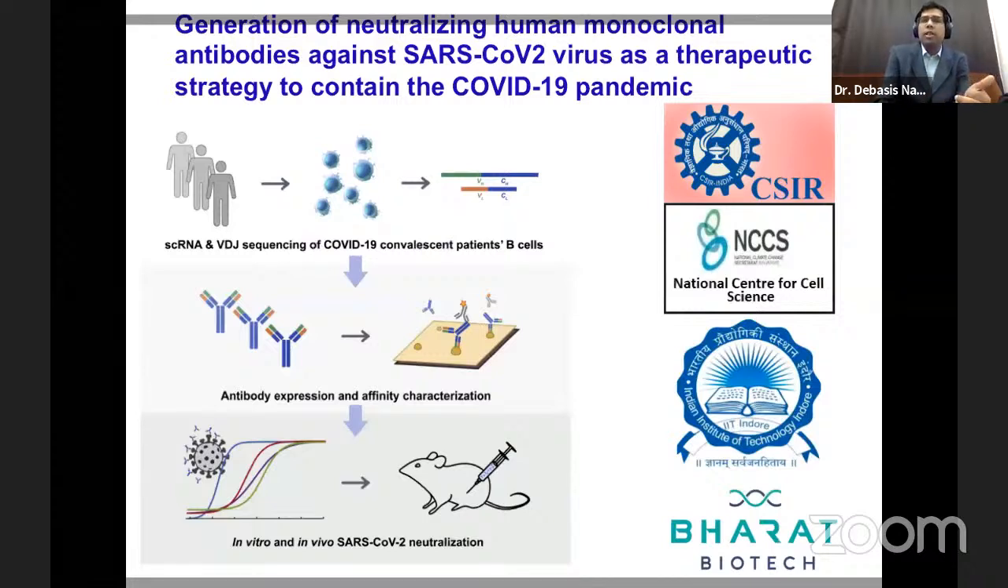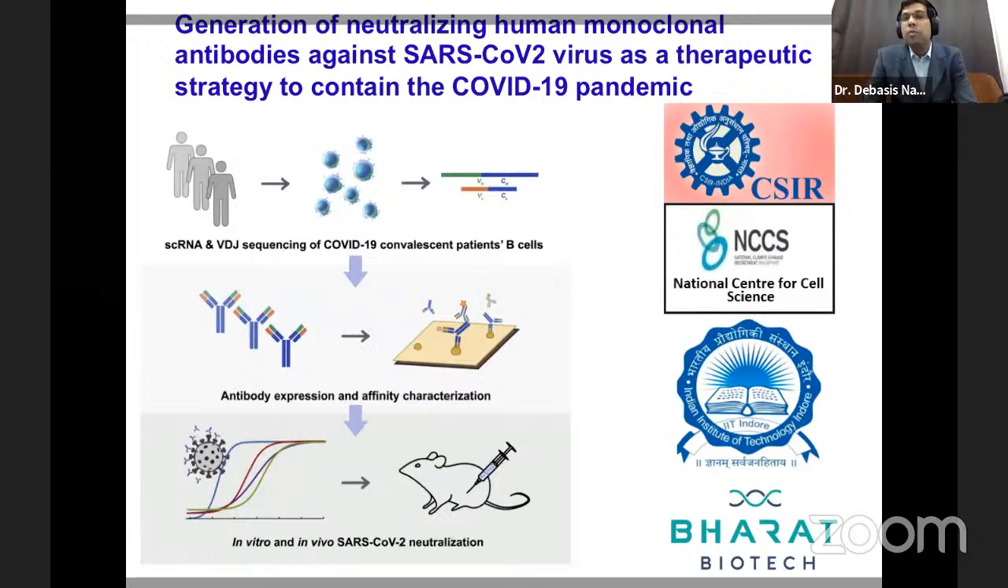the Council of Scientific and Industrial Research, CSIR, has funded us. Us means three groups: NCCS Pune, Bharat Biotech, as you know, who are working on the Covaxin vaccine, as well as IIT Indore. We are generating a neutralizing human monoclonal antibody against SARS coronavirus as a therapeutic strategy to contain the COVID-19 pandemic.